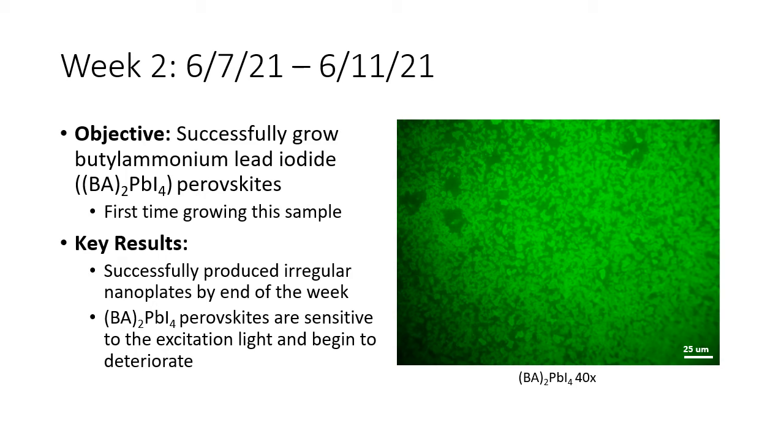Moving into week 2, now that I had been properly trained on the lab equipment, I was given a new set of chemicals, and we were to try and grow butyl ammonium lead iodide perovskites. This is the very first time we were using this set of chemicals, and so we had to turn to prior literature in order to find a recipe and adapt it to our equipment. We were able to successfully produce irregular nanoplates by the end of the week, which you can see pictured here on the right. And we also learned that these perovskites are sensitive to the light we use to excite them. If we keep the light on too long, they begin to deteriorate.